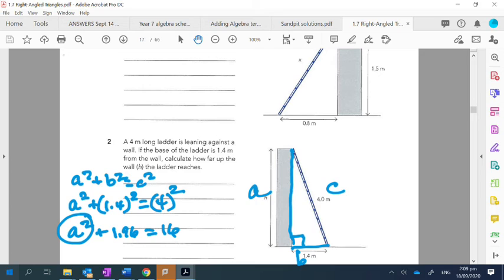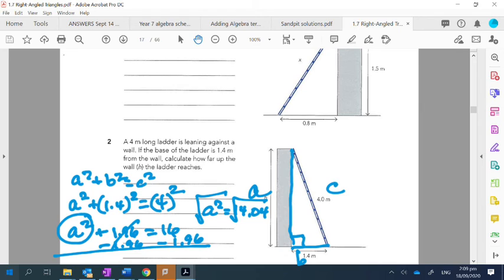Is my A by itself yet? No. I've got to move that positive 1.96. What's the opposite of add 1.96? Minus. From where? From both sides. That gives me A squared equals what? 14.04. Thank you very much, when you subtract those away. And then we need to unsquare the A squared by taking the square root. And that gives you A equals, what is the square root of 14.04?